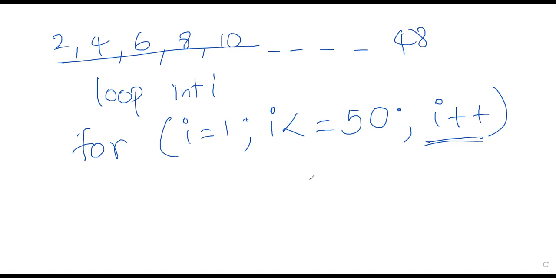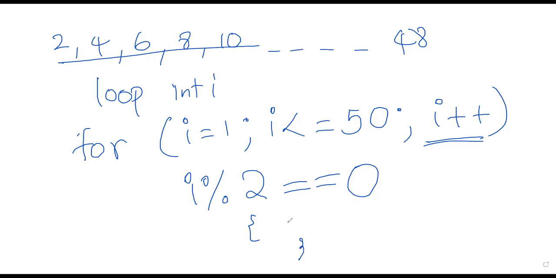So we can use the remainder. So I use the percentage mark with 2, and it should be equal to 0, using the double equal mark, not the assignment. There should be another curly bracket for printing these things, okay? Likewise. So try to start this second one quickly.